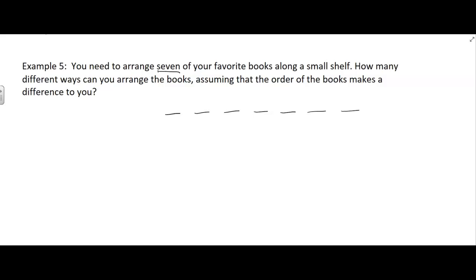So how many choices do you have for the first one? 7. But you put a book in. Okay, so now you only have 6 choices for the next one. And then you're going to have 5, and then 4, and then 3, and then 2, and then 1. And you'd multiply those together. That's using the fundamental counting principle.